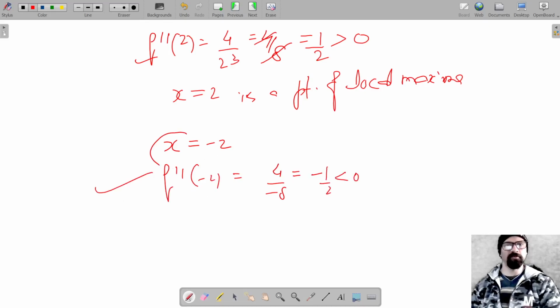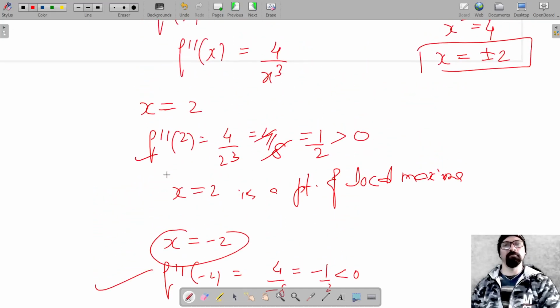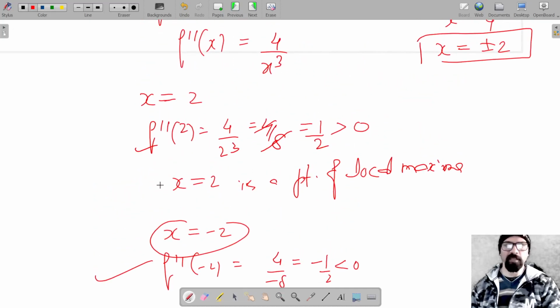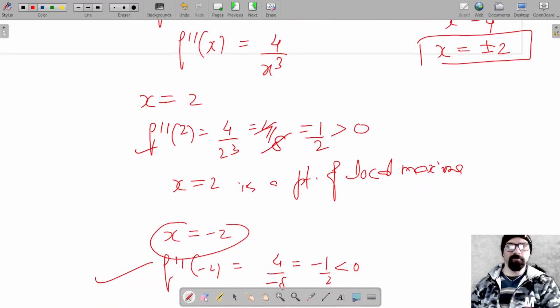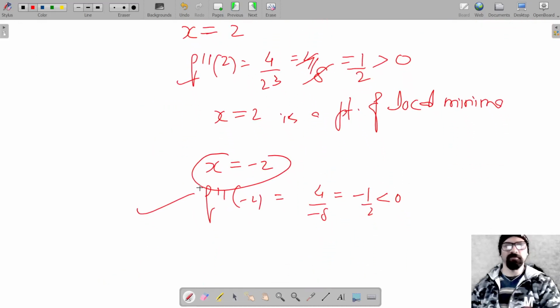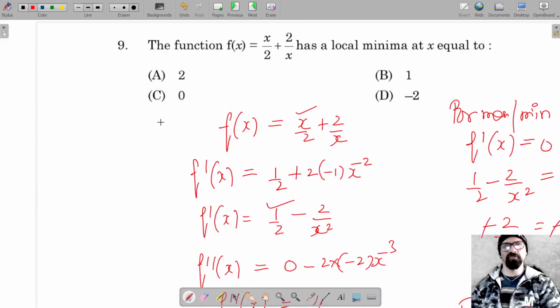So x is equal to negative 2 is a point of minima. Sorry, this is a point of minima, and this is a point of maxima. So our answer is B. A is the correct option.